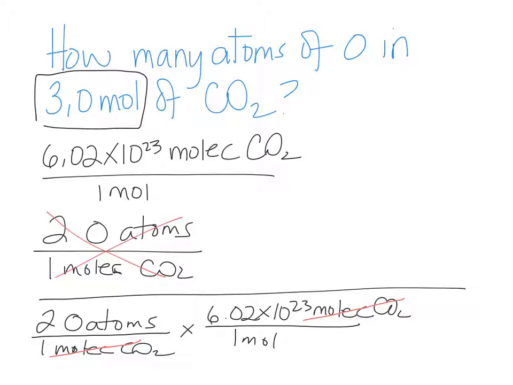I've got to get rid of moles. Well, I've still got a number. I've got 3 moles. So moles now cancel. My units left are oxygen atoms. So in your calculator, you would type 2 times 6.02 times 10 to the 23rd times 3 divided by 1 divided by 1. That's how you would do that.